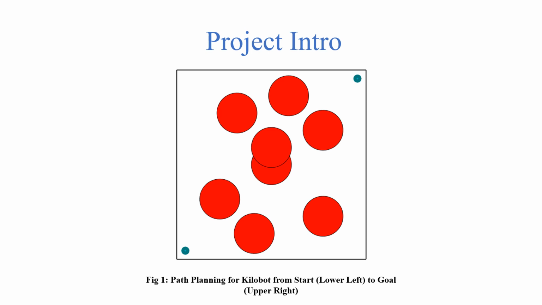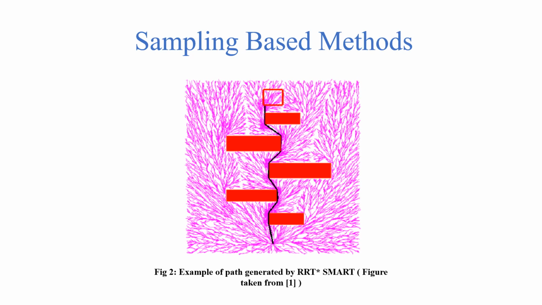Now, as usual, the goal of the project is to plan a collision-free path from the start node to the goal node shown here. So the following figure shows an example of a path generated by the RRT-Smart algorithm. The figure is taken directly from the main paper that first suggested this algorithm, and I'm going to append the link to this paper in the description box.